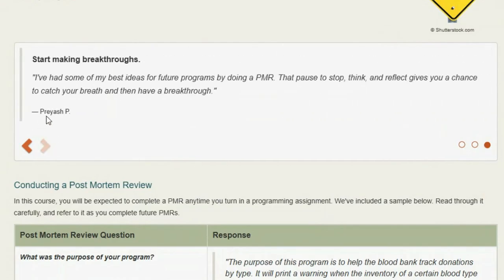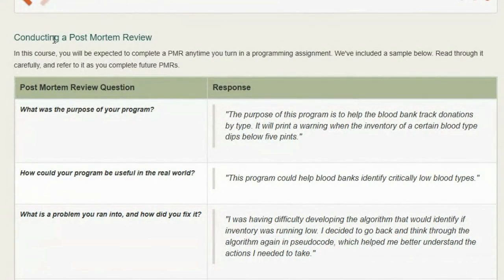Here's Priyash P. I've had some of my best ideas for future programs by doing a PMR. That pause to stop, think, and reflect gives you a chance to catch your breath and then have a breakthrough. Oh, I could do this in a program. That'd be so much better. So conducting that post-mortem review.